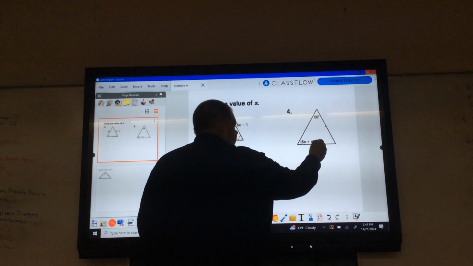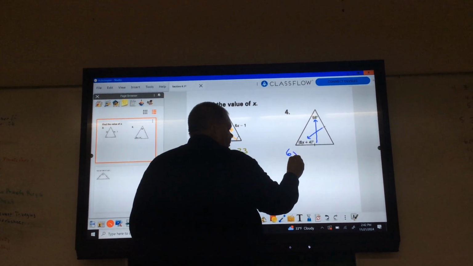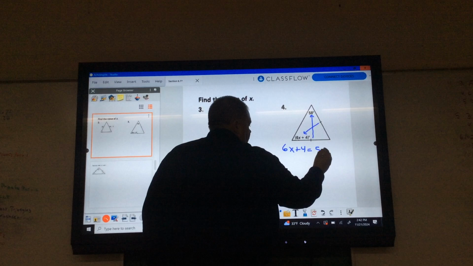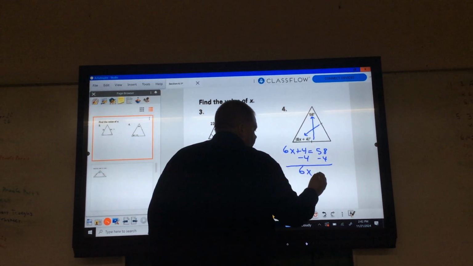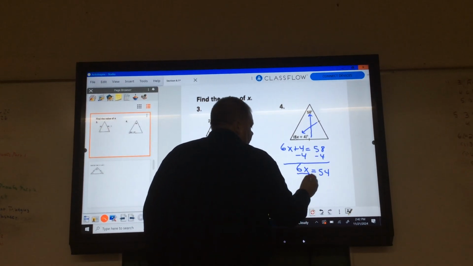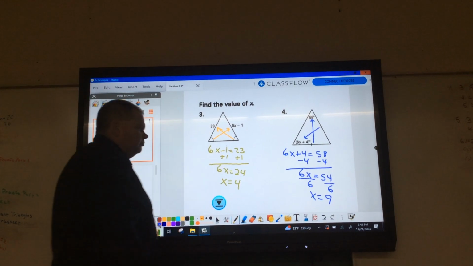Over here, the sides that are equal go to these two angles here. So 6x plus 4 equals 58. Subtract 4 from both sides, so 6x is 54. And if I divide 54 by 6, my value for x is 9.